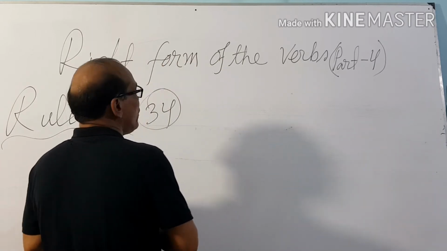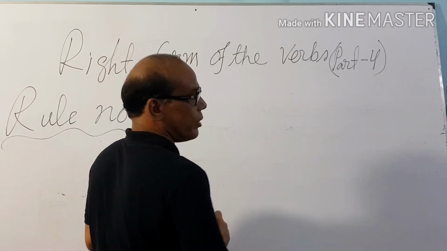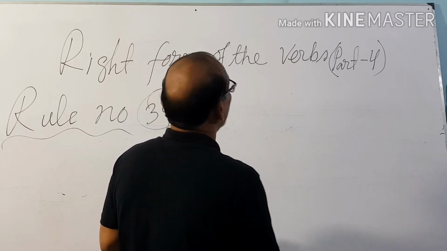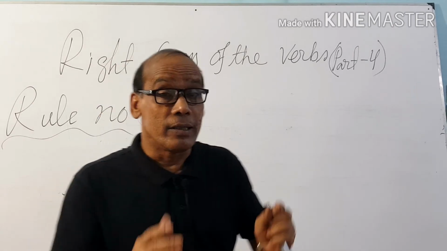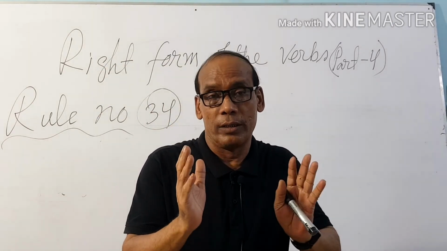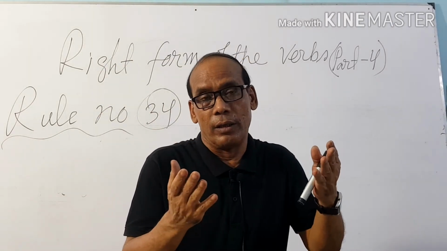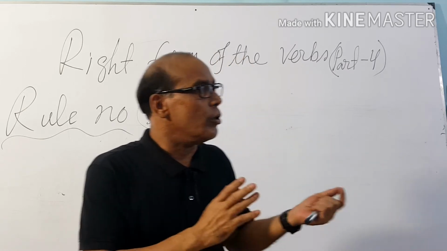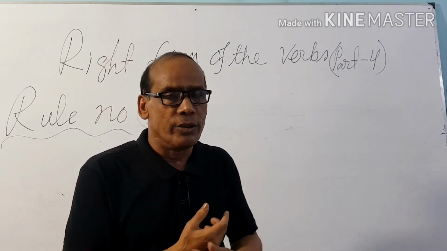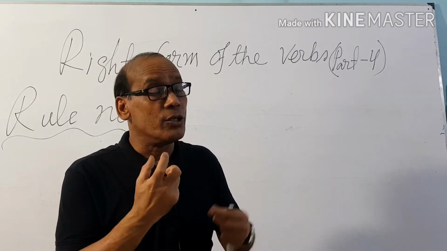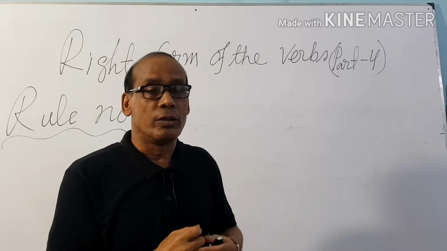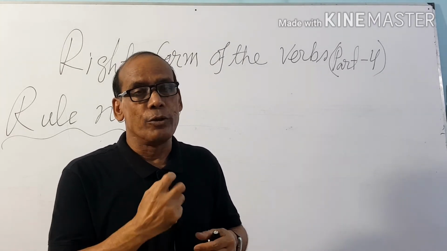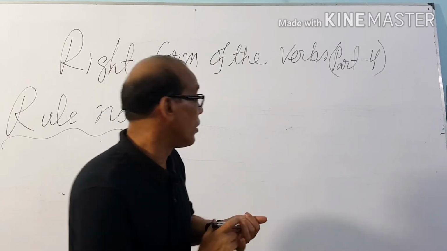Here, a matter of two ordinary verbs used one after another in a simple sentence, dear learners. In a simple sentence, if we find two ordinary verbs, two main verbs, one after another, we'll have to add ing to the second ordinary verb, or we'll have to use the preposition to before the base form of that verb.